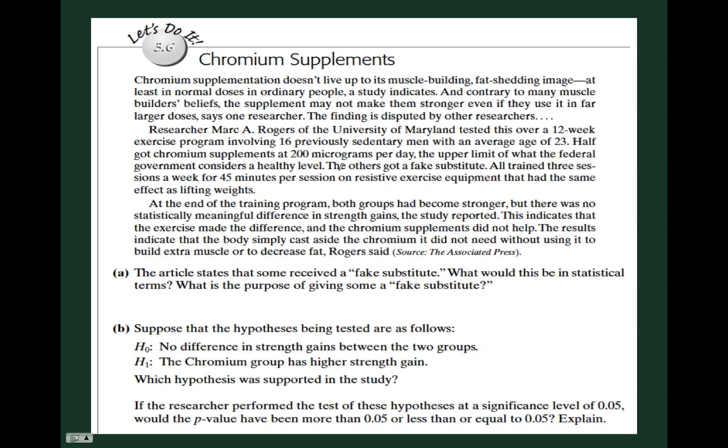This indicates that the exercise made the difference, and the chromium supplements did not help. The results indicate that the body simply cast aside the chromium it did not need without using it to build extra muscle or decrease fat, Rogers said. So A, the article states that some received a fake substitute. What would this be in statistical terms? So this would be called a placebo. And the idea with giving a placebo is to control or to try to eliminate the placebo effect, or to control for the placebo effect.